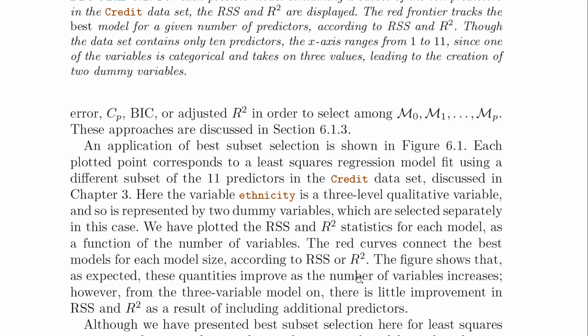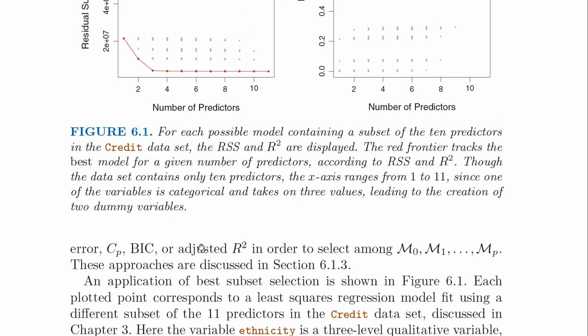The figure shows that, as expected, these quantities improve as the number of variables increases. However, from the 3-variable model on, there is little improvement in RSS or R squared as a result of including additional predictors. So it's basically flat lines over here.